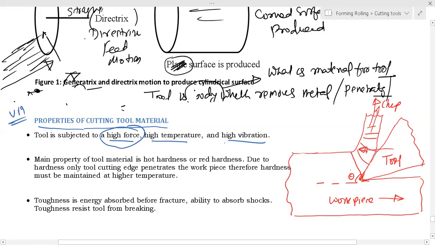So it is subjected to high force. This tool will be subjected to force like this, force like this, force like this. So there will be thrust force normal to this surface. Means force will be there.